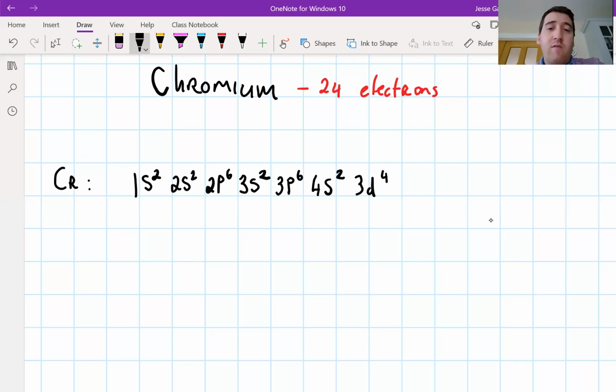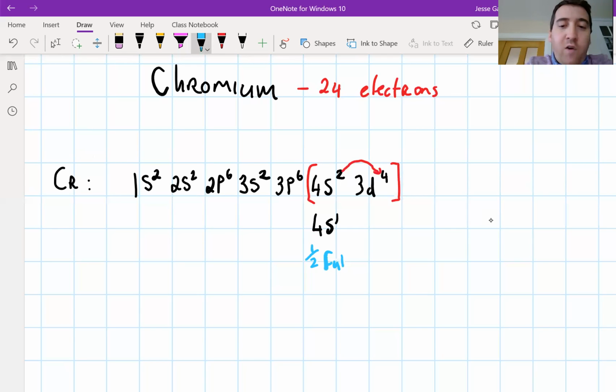So in this case, we've got a 4s sublevel, which is full, and we've got a 3d sublevel, which just has 4 in it. There is a more stable configuration, and it goes like this. If one of the electrons was to move from here to here, what that would leave us with is 4s1, which is half full.